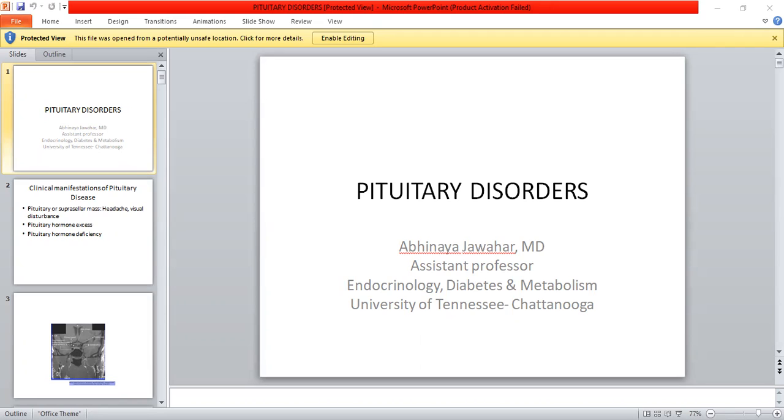What is the most likely site of the disorder? A, the pituitary, B, pancreas, C, hypothalamus, D, adrenal cortex, E, lung. How many people think it's the pituitary? Okay, how many people think it's the pancreas? Hypothalamus? Adrenal cortex?